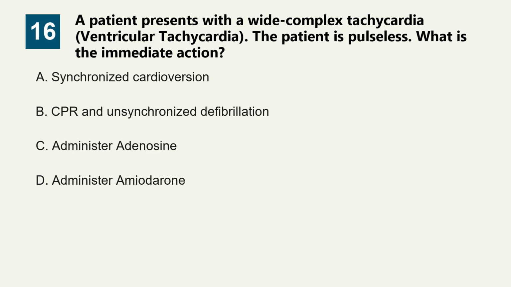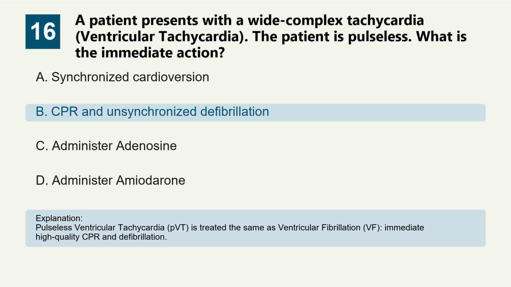Question 16. A patient presents with a wide complex tachycardia, ventricular tachycardia. The patient is pulseless. What is the immediate action? Option A, synchronized cardioversion. Option B, CPR and unsynchronized defibrillation. Option C, administer adenosine. Option D, administer amiodarone. The correct answer is option B, CPR and unsynchronized defibrillation. Pulseless ventricular tachycardia, pVT, is treated the same as ventricular fibrillation, VF: immediate high-quality CPR and defibrillation.